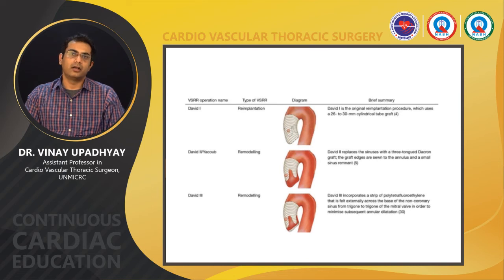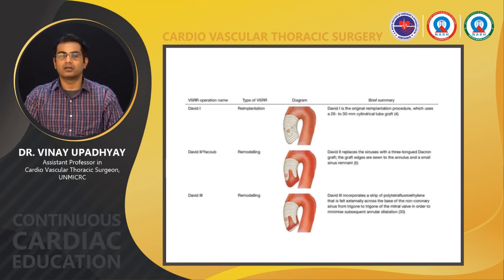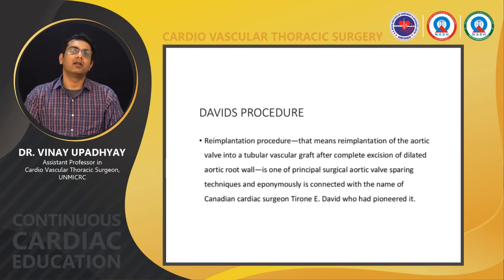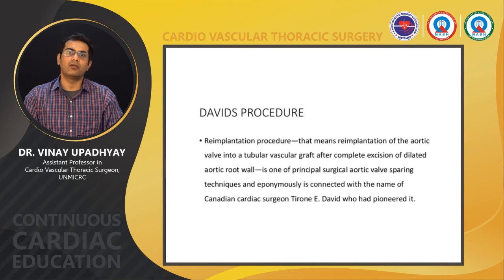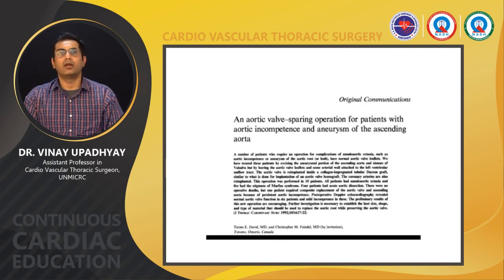Now the treatment of dilated aortic root. Classification and nomenclature for the root sparing techniques. David procedure is a reimplantation procedure. That means reimplantation of the aortic valve in a tubular vascular graft after complete excision of the dilated aortic root wall. It is one of the principal surgical aortic valve sparing techniques. This is the original paper describing the technique.